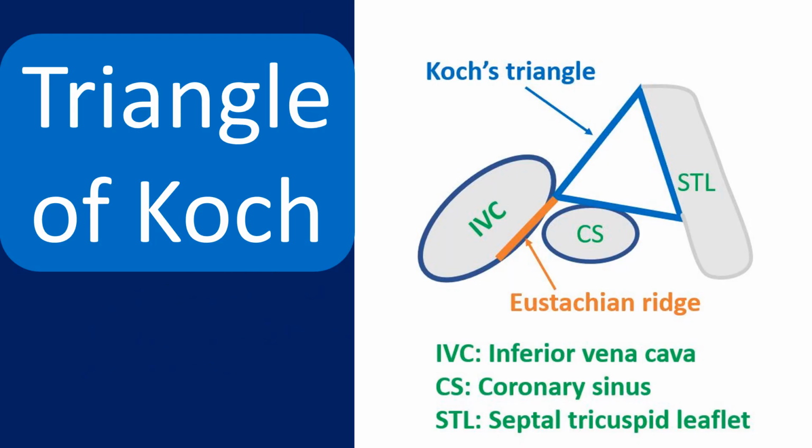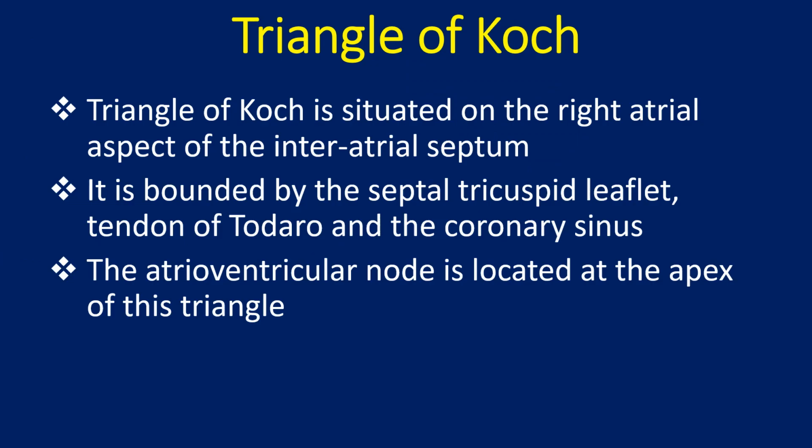Discussion on triangle of Koch and its importance while ablating supraventricular tachycardia. Triangle of Koch is situated on the right atrial aspect of the interatrial septum. It is bounded by the septal tricuspid leaflet, tendon of Todaro, and the coronary sinus. The atrioventricular node is located at the apex of this triangle.